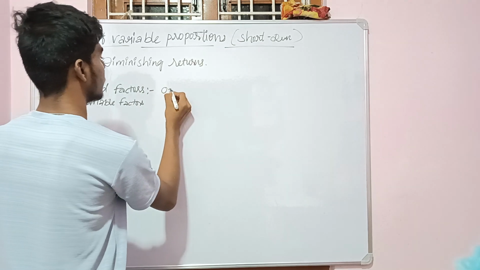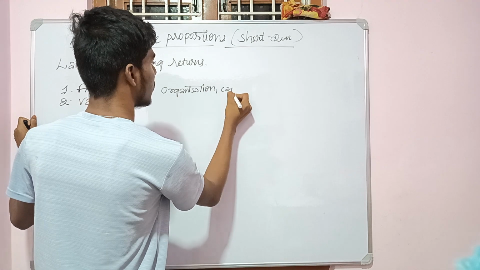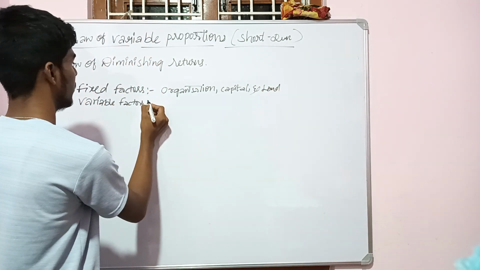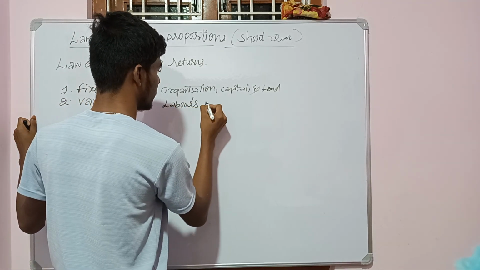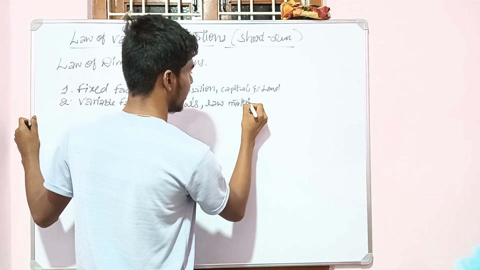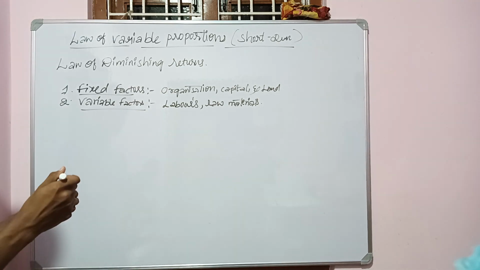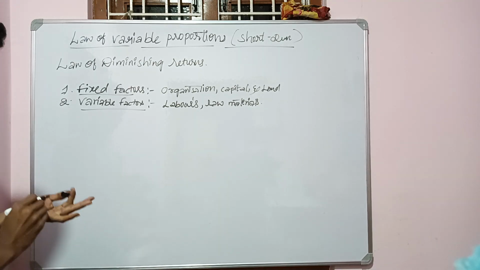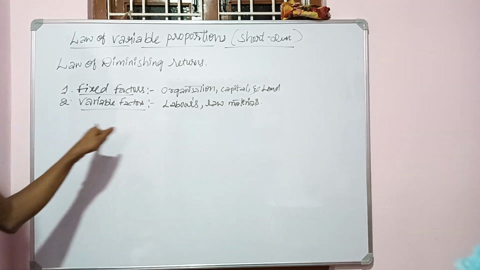Fixed factors such as organization, capital, and land, whereas variable factors such as labor and raw materials. These are the two factors that come under short-run scale of production. We are going to work out the law of variable proportions under the variable factors.